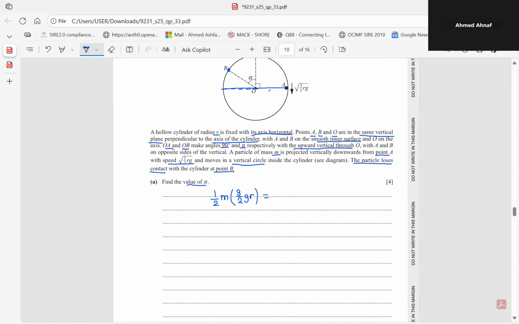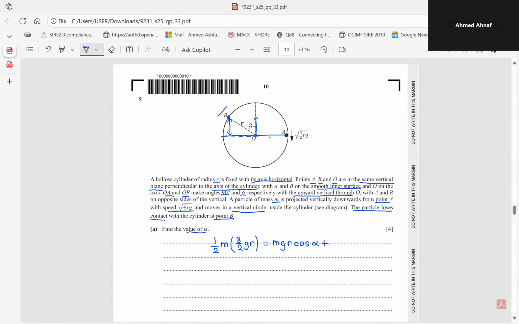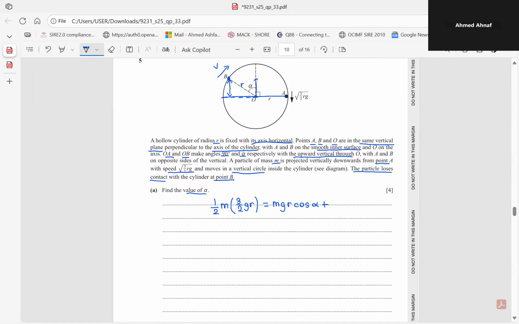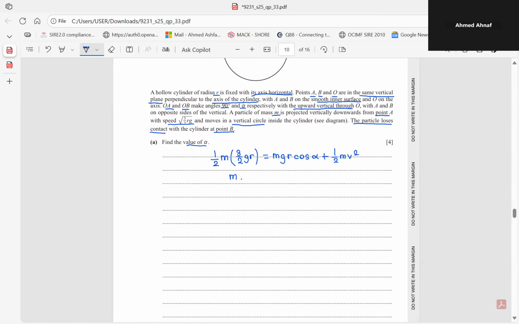So energy at B is mg, okay, R. So we want to find this vertical height here. So this is R cosine alpha. Yeah, R cosine alpha. And then we obviously have the speed there. We'll just let it be V for now. So this is half mv squared.